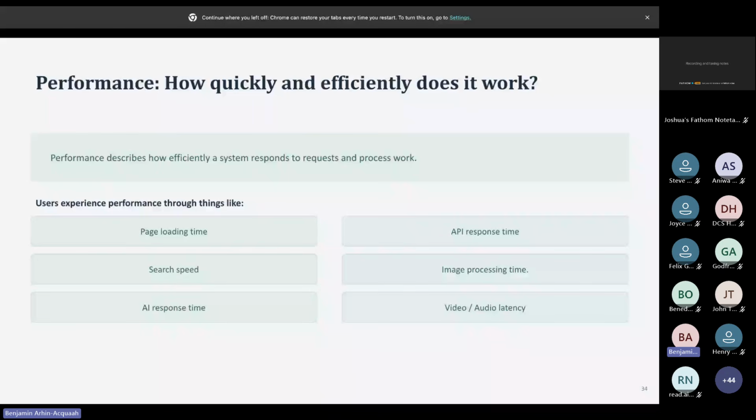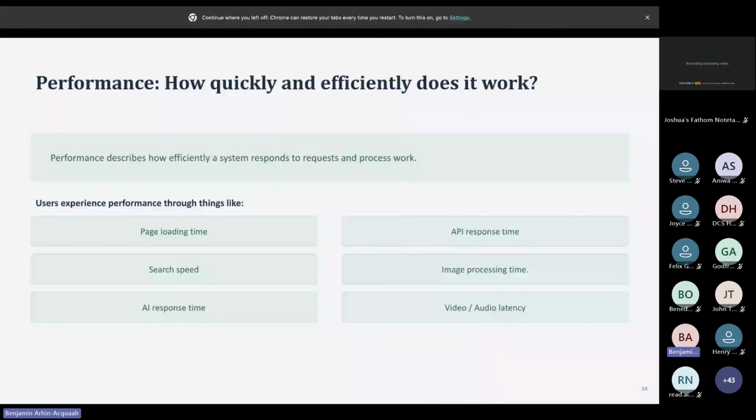Right? So no matter how well we solve your problem, if you don't take non-functional requirements seriously, many users may not be able to enjoy your product. They will just have a bad time on the platform. So performance just describes how efficiently the system responds to requests and processes work.